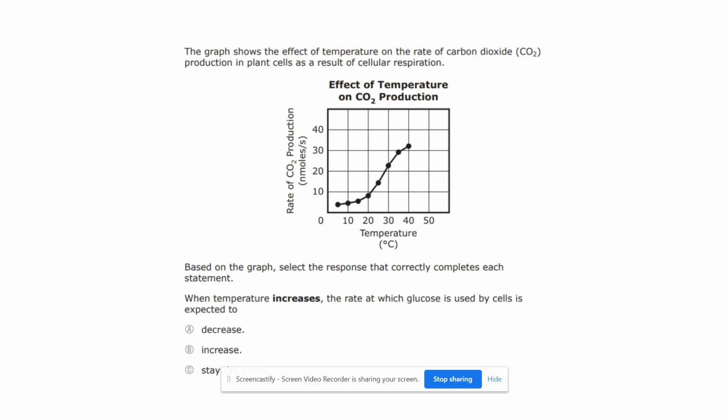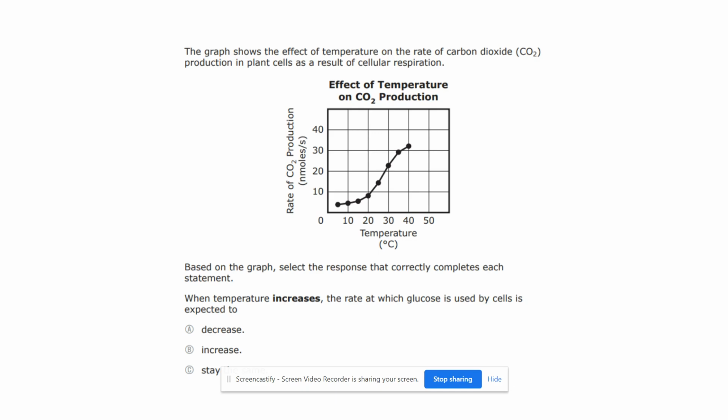All right, let's look at this next question. So this is showing a graph. Graphs and diagrams are very common on the MCAS, and interpreting them is also a really important part of answering the question. So this graph shows the effect of temperature on the rate of carbon dioxide production in plant cells as a result of cell respiration. So here, they're having you use the rate of carbon dioxide production to measure how much cell respiration is happening. Because remember, carbon dioxide is one of the products of cell respiration. Based on the graph, select the response that correctly completes each statement.